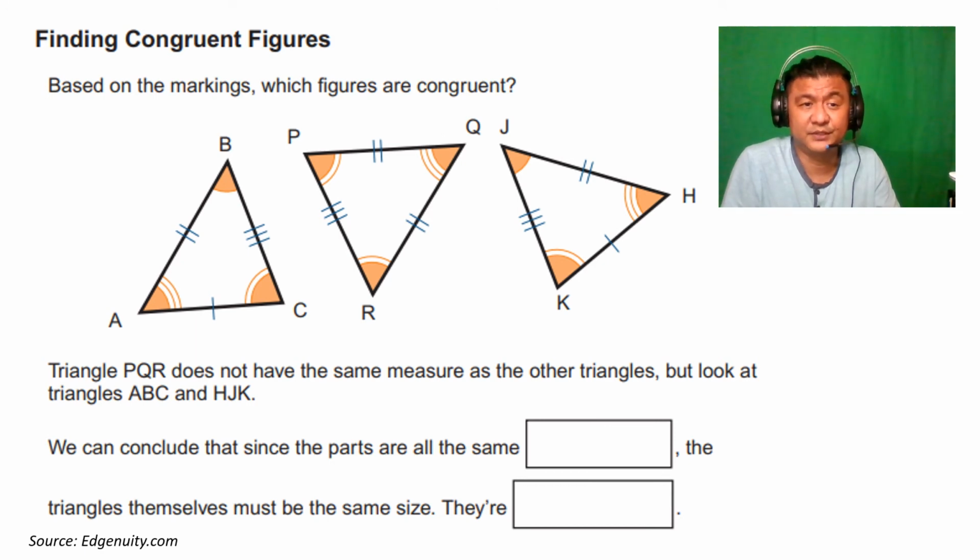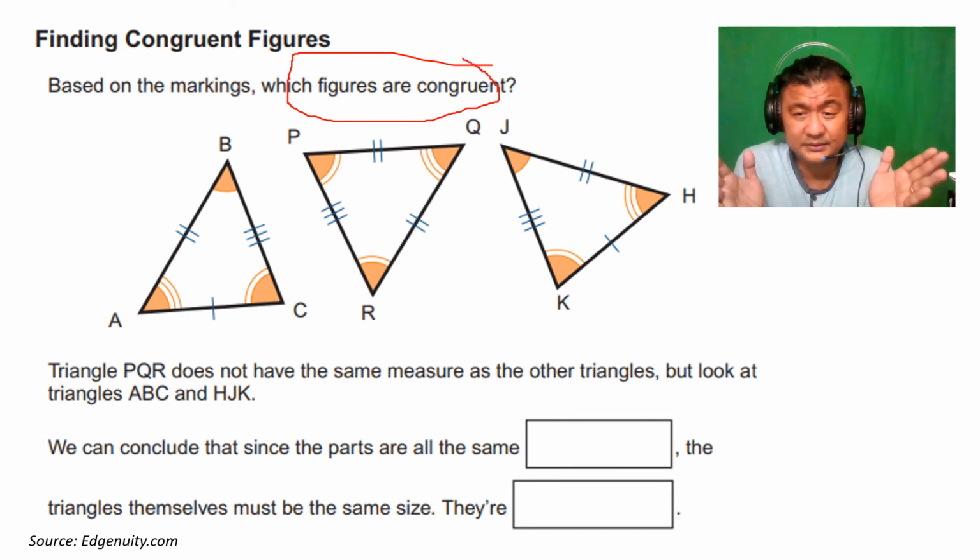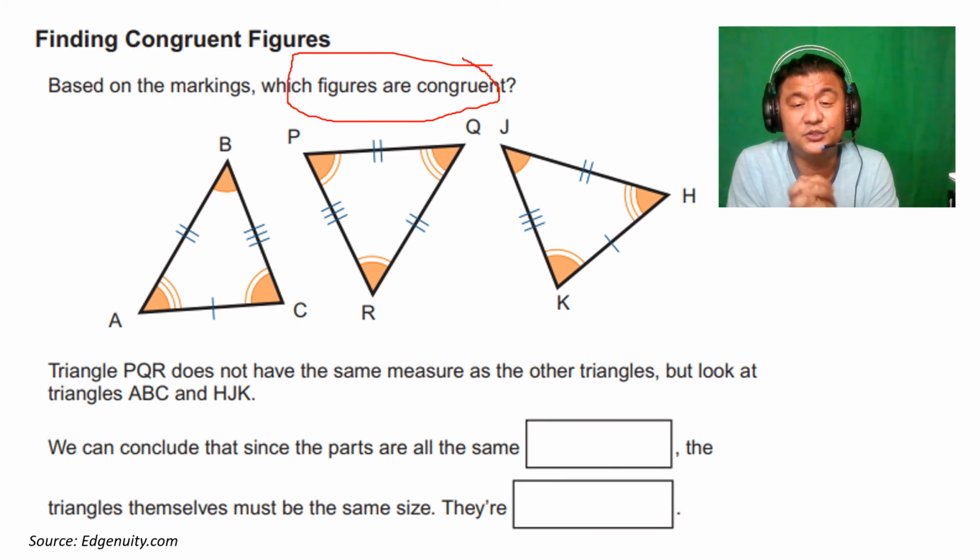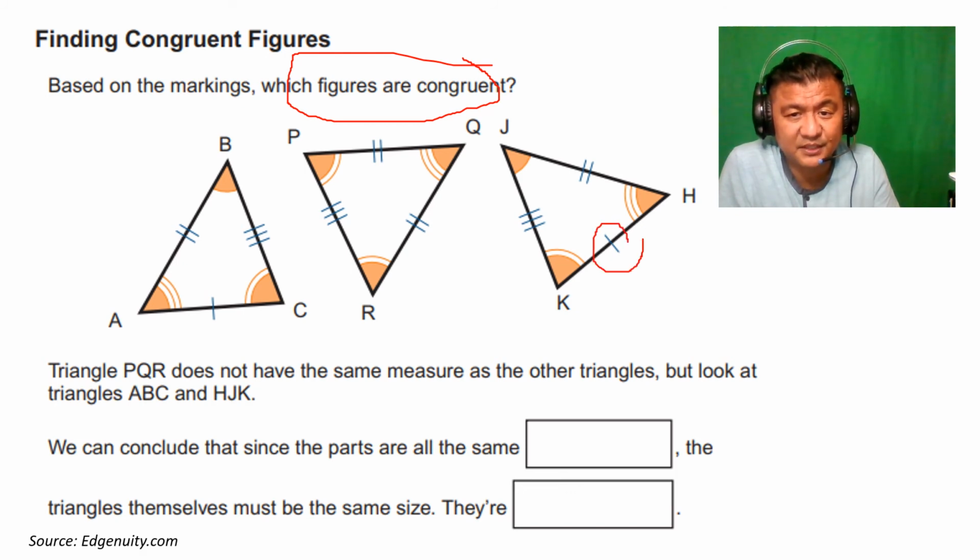Finding congruent figures. Based on the markings, which figures are congruent? How would I know that? They don't have numbers. The segments were not measured and the angles were not measured. But remember what we learned, you can know which ones are congruent by looking at the marks. This has a single tick mark which matches this. This doesn't have a single tick mark, so it doesn't match any of these two. This one has a double tick mark that matches this, same length. This has triple tick marks that matches that.